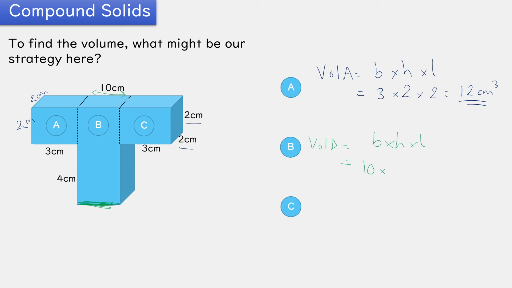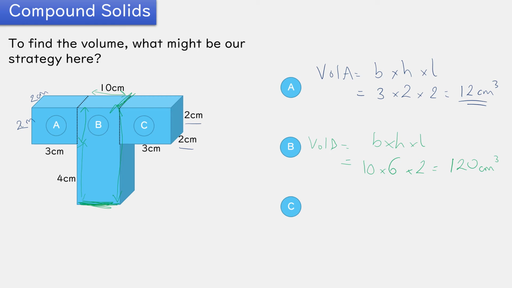The height is from the bottom of the shape here all the way up to the top. What is that length there? Well, from here to here is 4, but I need to get all the way to the top of the shape, so I need to add 4 plus that 2 as well. So the height in total is actually 6. The length of B is how far back it goes, which is 2. So I can times all those together. 10 times 6 is 60, times 2 is 120, and that's also centimetres cubed.